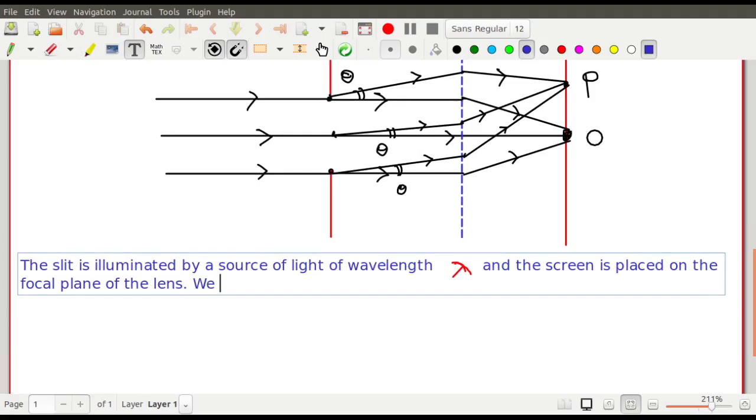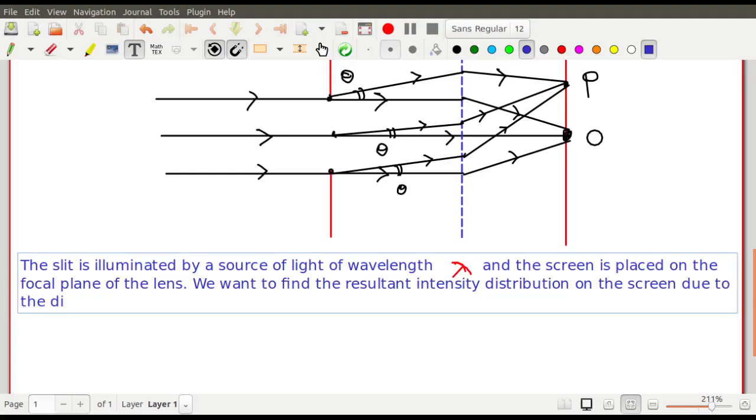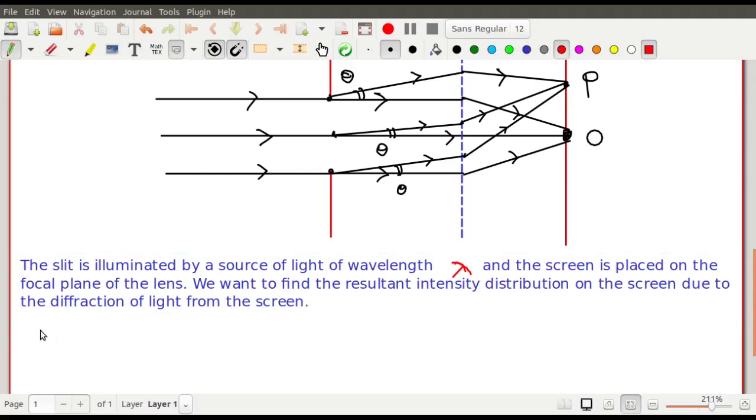We want to find the resultant intensity distribution on the screen due to the diffraction of light from the slit. Fine. Here A is the slit width.